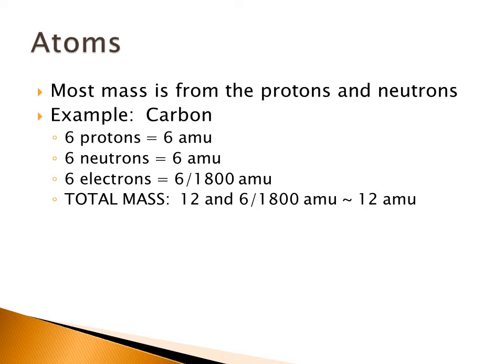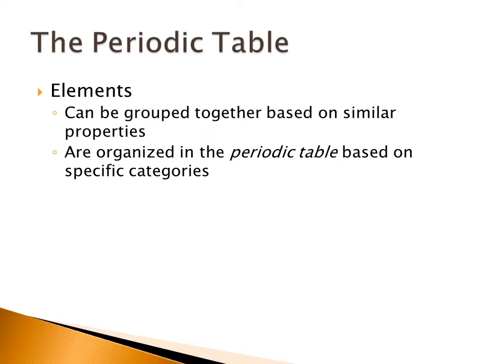Okay, so it's important to know that most of the mass in an atom is from the protons and neutrons. Very small amount is from the electrons, but again, that amount is so small that we can overlook it. It doesn't mean that there's no mass in an electron, it just means that it's small enough that it's negligible.